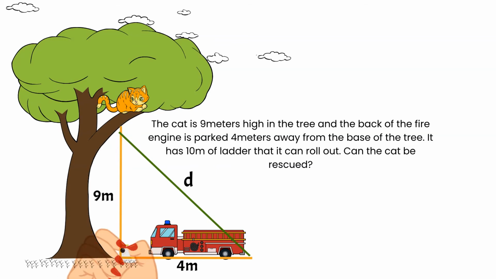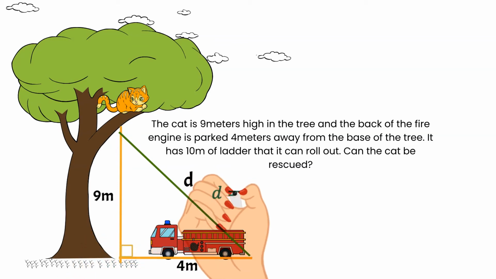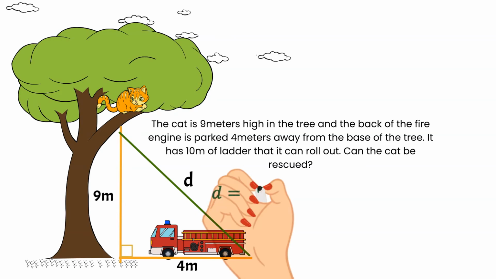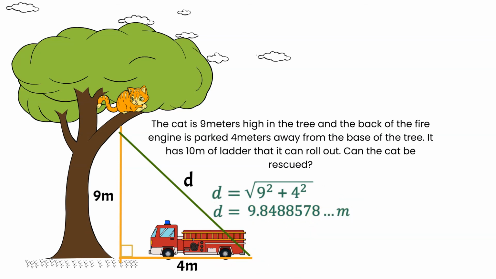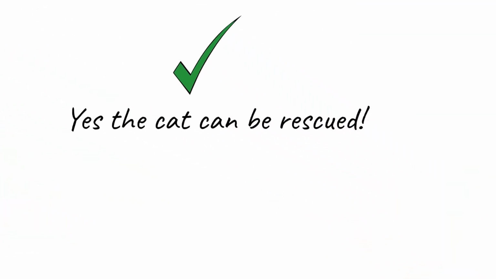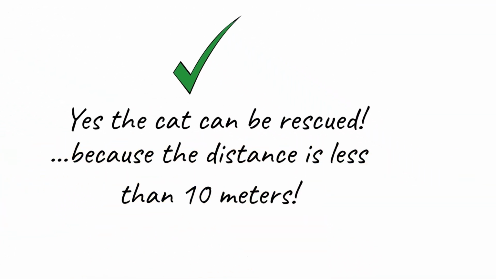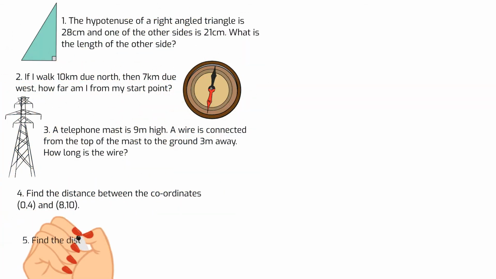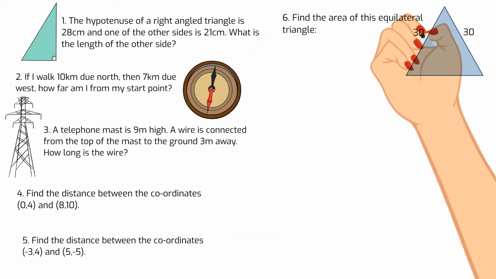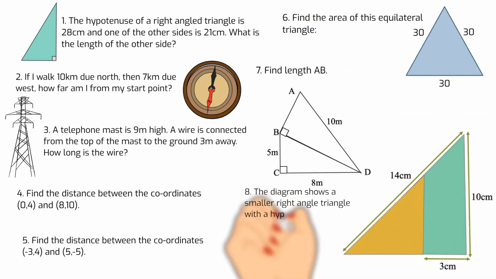Our problem is a right-angled triangle, and we want to find the longest side. So to find D, I square the two shorter sides, plus them together, and then square root. It's as simple as that. And I get 9.8488578 metres. Which means yes, the cat can be rescued because the distance is less than 10 metres, which means the ladder will reach. Here's lots of quite challenging questions for you to be getting on with. Good luck. Pause the video now.